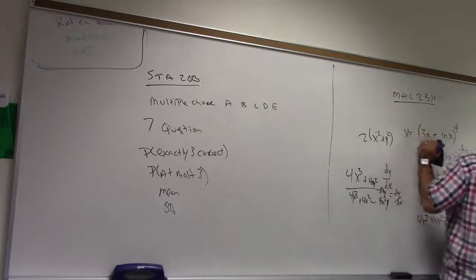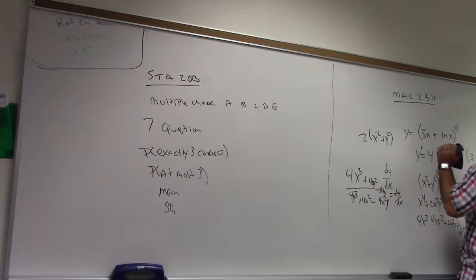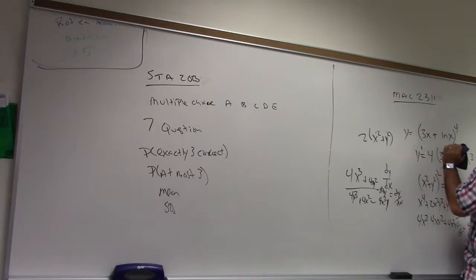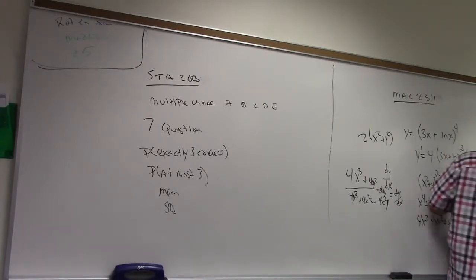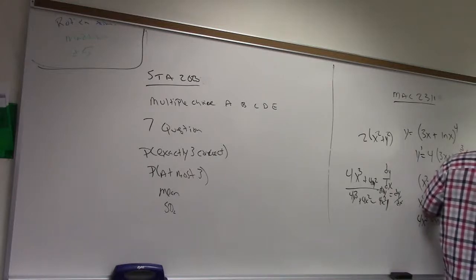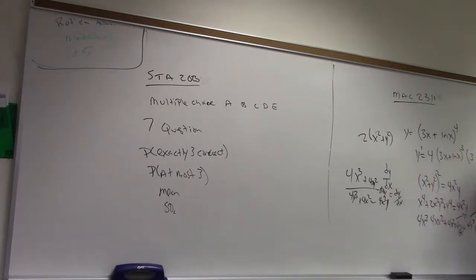So let's give you y equals the cube root of 3x plus 5, ln... Have you done e yet? e to the x plus the square root of 2x squared plus 5. That's fine.